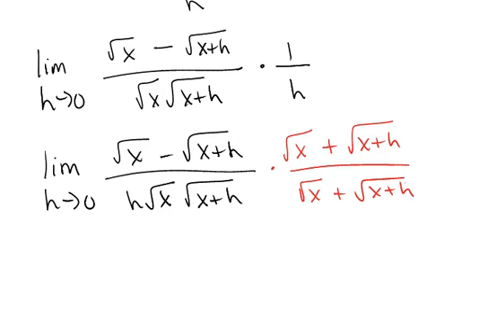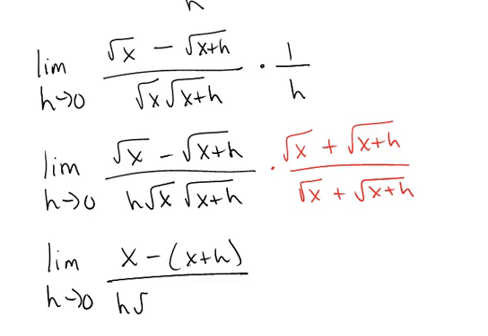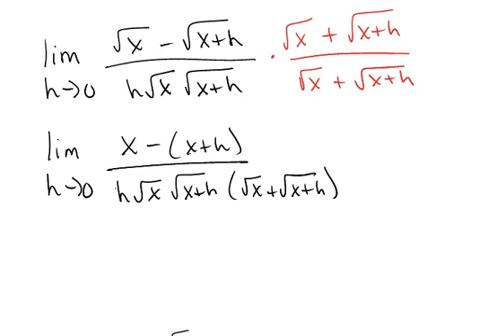Okay, and so this square root of x times square root of x is just x. Your middle terms fall out, and then you're going to have minus the x plus h. So this is the limit as h goes to 0. Okay, so this is going to be x minus x plus h, and that's all over h times the square root of x times the square root of x plus h times the square root of x plus the square root of x plus h. All right, and this is a product here because it's that whole denominator.